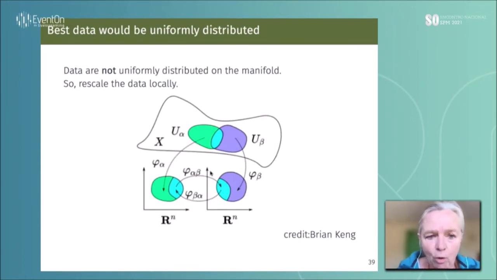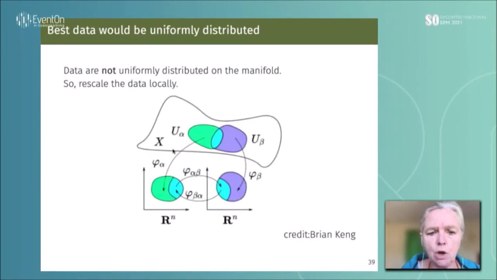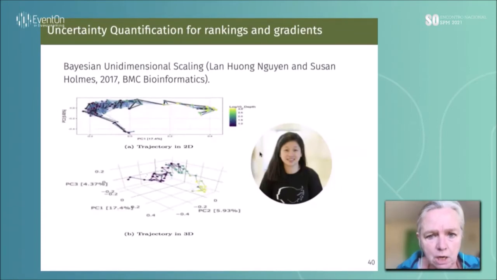So as I said before, the data are not uniformly distributed on our manifold. Here, for instance, you have great big gaps in some of the areas, and that's a difficulty. The clustering can trick you. And so what we're going to do is rescale the data locally, in the same way that you would do in a Riemannian setting. That is, you have local maps, and we're going to try and make the local maps stick together. This was done with Lan Wang-Nguyen.